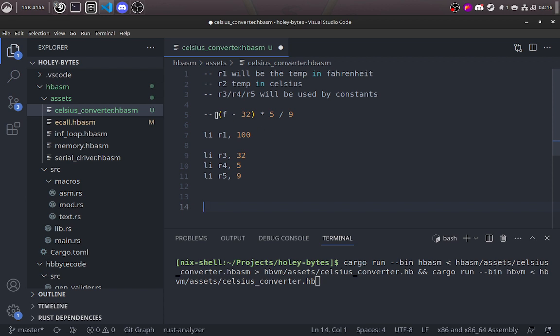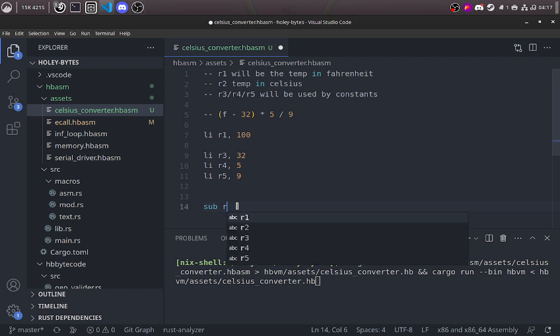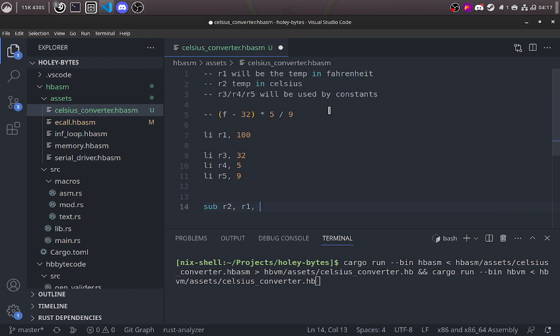The first step is to subtract. Sub R2 will be our temporary result. We are going to subtract R1 and R3. So what is happening here is R1 minus R3 equals R2.